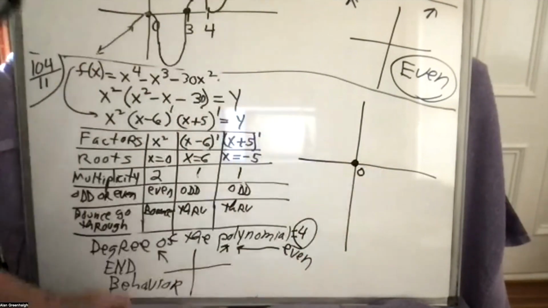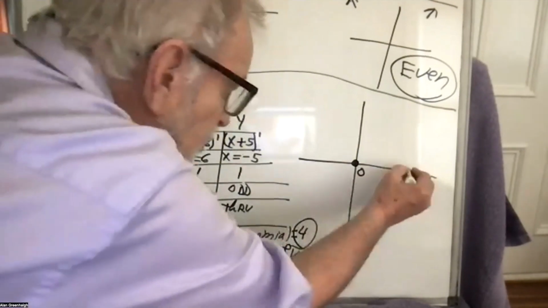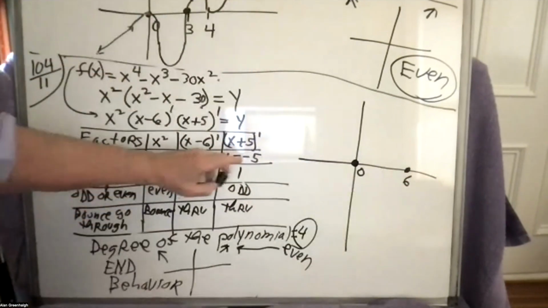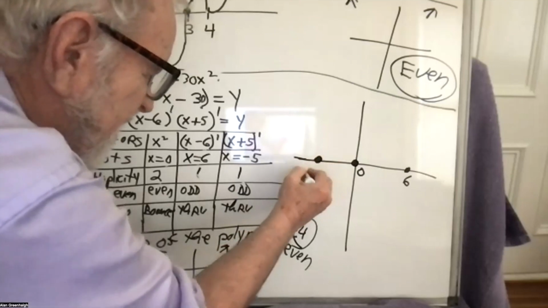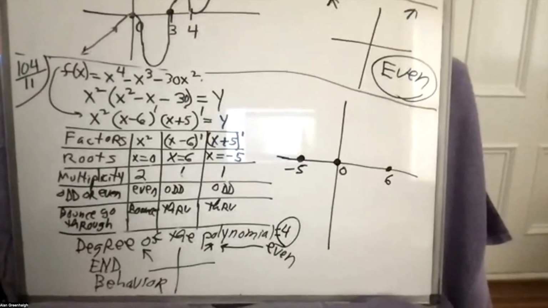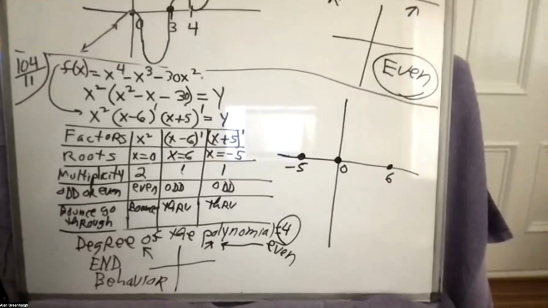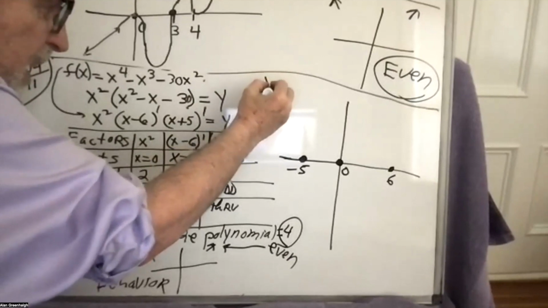at 6, which is out here, and at -5, which is out here. These are the three places where the function, the graph of the function, will intersect the x-axis at those 3 points. And it's going to come down here, right?